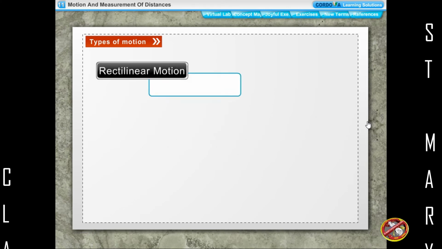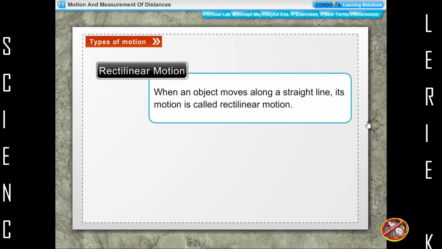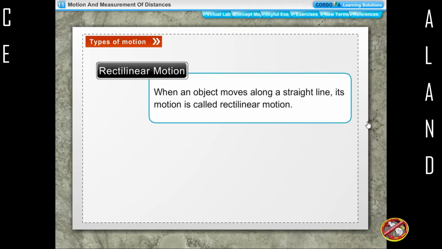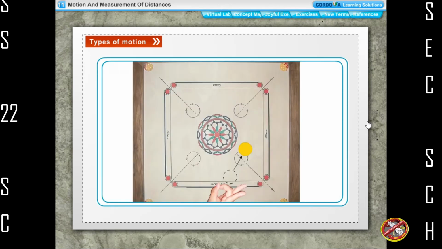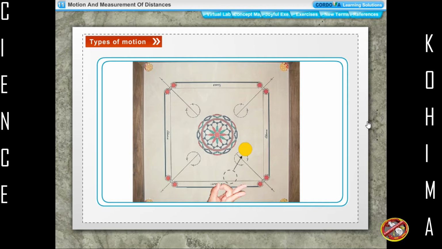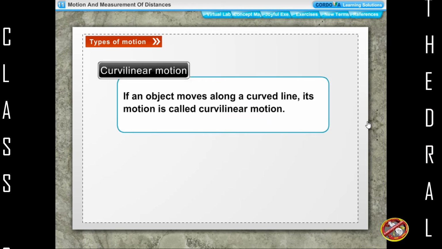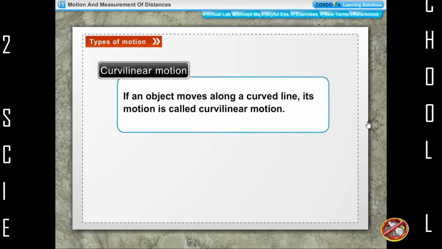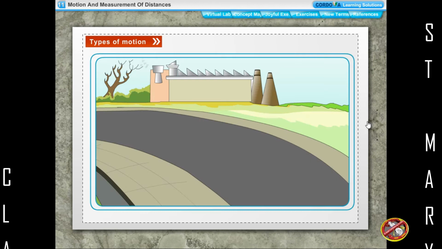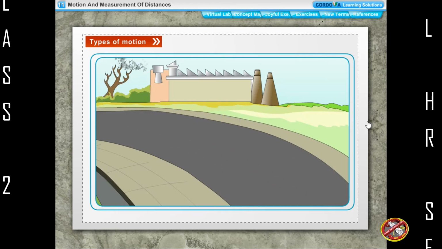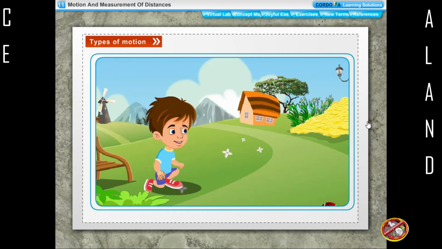Rectilinear motion. When an object moves along a straight line, its motion is called rectilinear motion. Some examples of rectilinear motion are a car moving in a straight line and the motion of a striker on the carom board. Curvilinear motion. If an object moves along a curved line, its motion is called curvilinear motion. Some examples of curvilinear motion are a car moving along a curved path and a ball thrown by a boy.